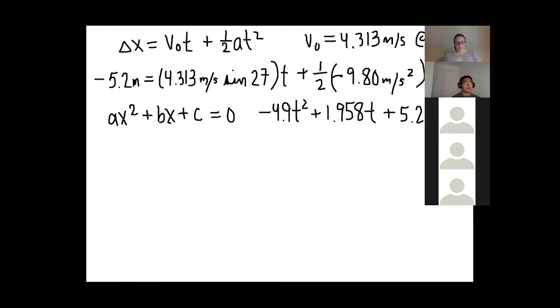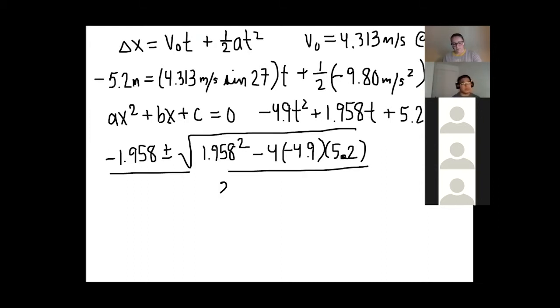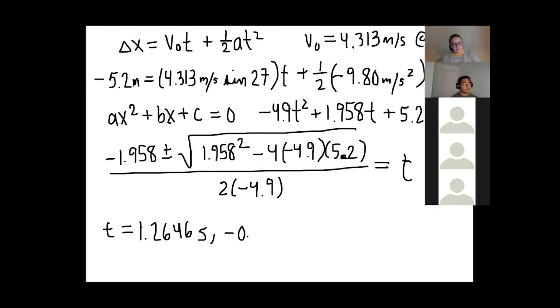So using that and plugging it into our quadratic formula, we get negative 1.958 plus or minus the square root of 1.958 squared minus 4 times a, which is negative 4.9, times c, which is 5.2, all over 2 times a, which is negative 4.9. If you solve for that, you get t, and as there's a plus and a minus sign, you will get two answers. Your first answer will be 1.2646 seconds, and the second will be negative 0.8496 seconds. So if I've been given two answers, Bhavdeep, how will I know what my actual answer is supposed to be?